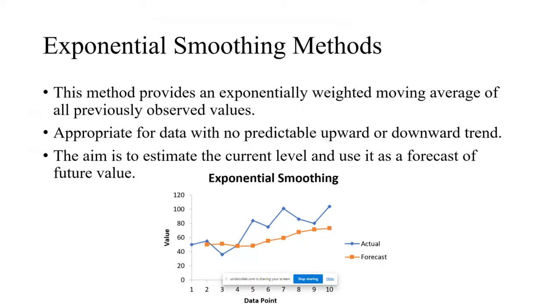Next, we want to move into exponential smoothing models. This method provides an exponentially weighted moving average of all previously observed data. Exponential smoothing is appropriate for data with no predictable upward or downward trend. The aim is to estimate the current level and use it as a forecast for future value.